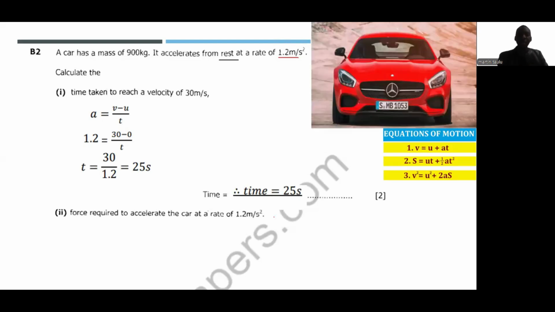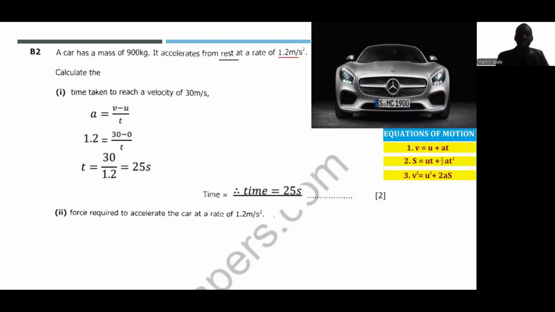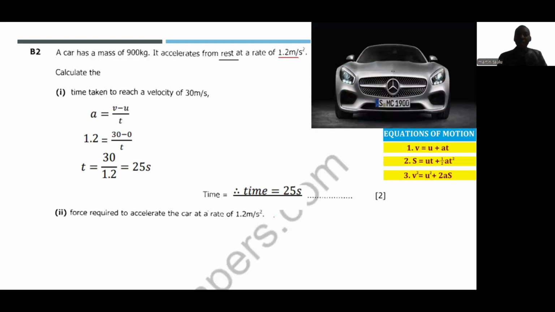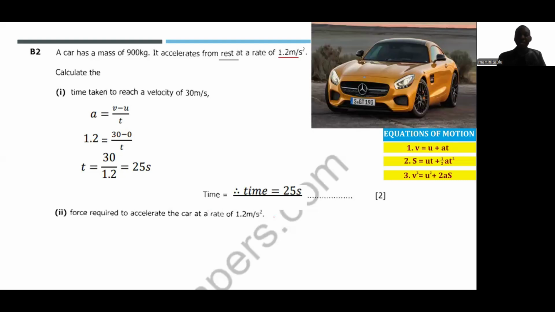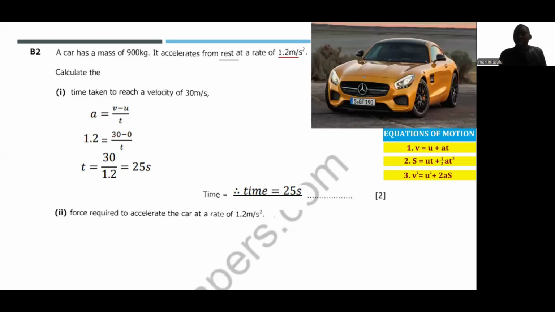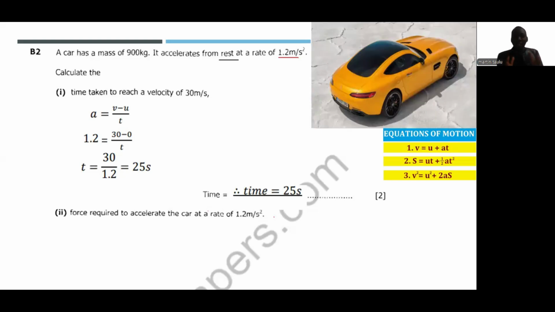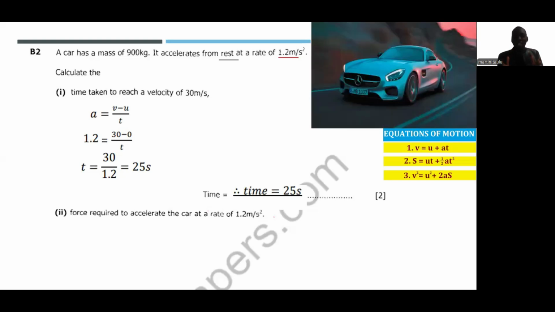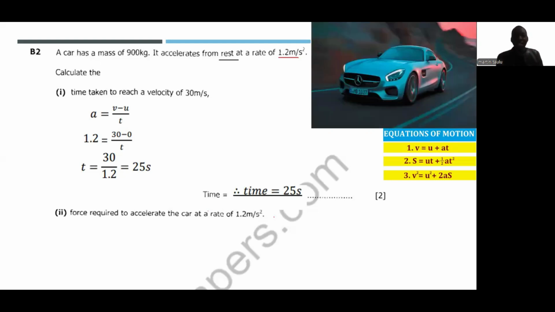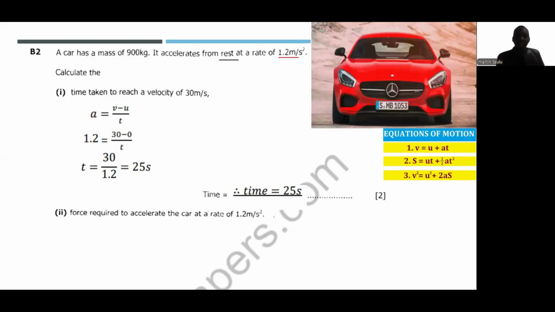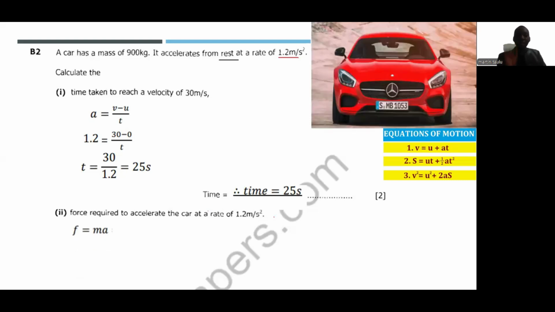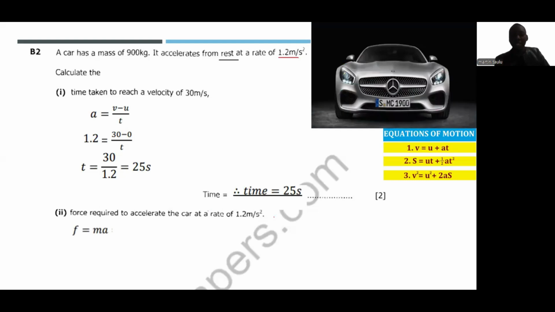Question 2 says, calculate the force required to accelerate the car at a rate of 1.2 meters per second squared. Right. So again, it's a calculation. So you ask yourself this one simple question. What formula do you use to find the answer? So this is force. You should remember that force is given by the formula mass times acceleration.